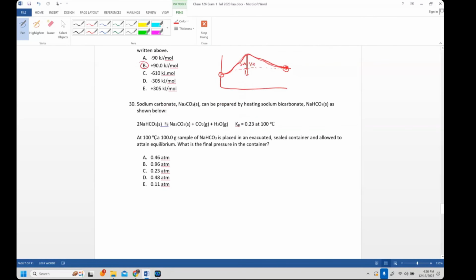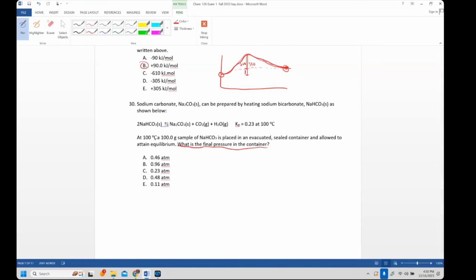All right, last one. Sodium carbonate, Na2CO3, can be prepared by heating sodium bicarbonate, as shown below. So at 100 degrees Celsius, a 100-gram sample is placed in an evacuated sealed container and allowed to attain equilibrium. What is the final pressure? Okay, so this question is asking for, I remember a lot of you guys had problems with this one. It's asking for the final pressure in the container, not the equilibrium pressure, not the X value after you do the ice chart. Final pressure.